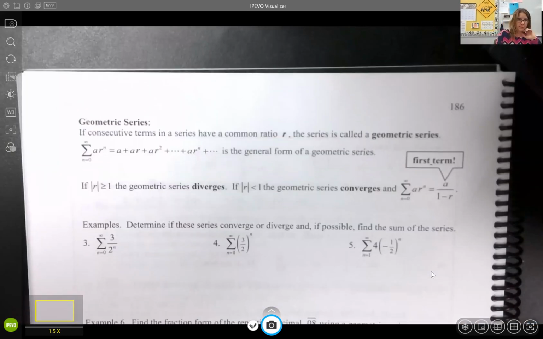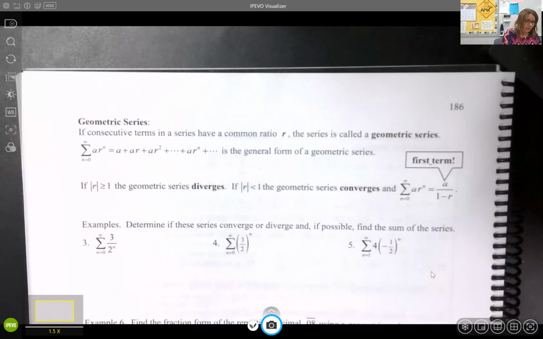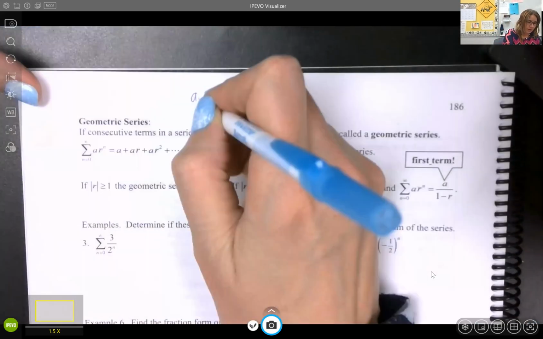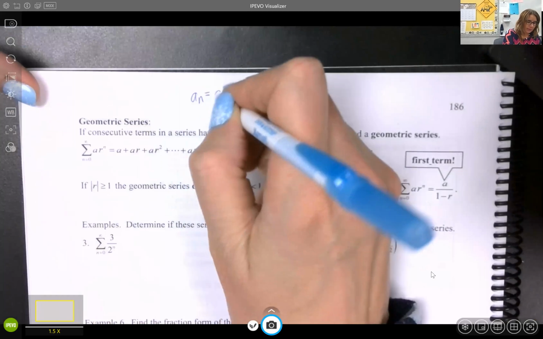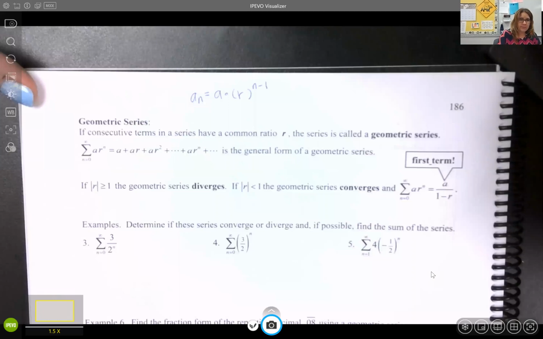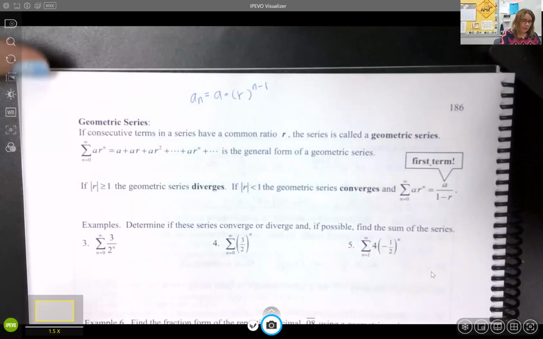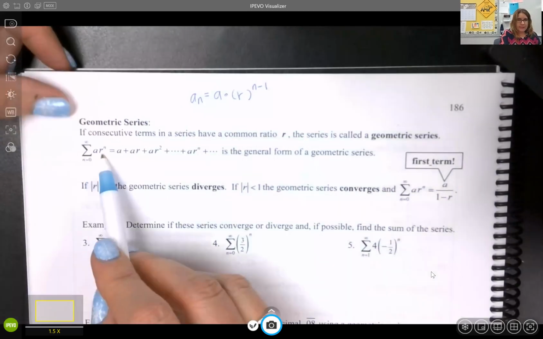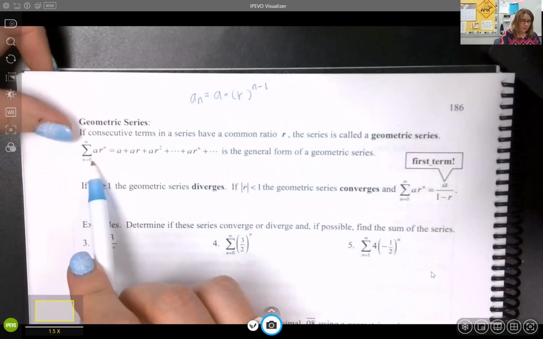Now, the first series that we learn is called geometric. Okay, I talked to you about this yesterday. We said the nth term of a geometric series was a times r to the n minus 1. In this one, they're going to do a times r to the n, but this starts at 0.